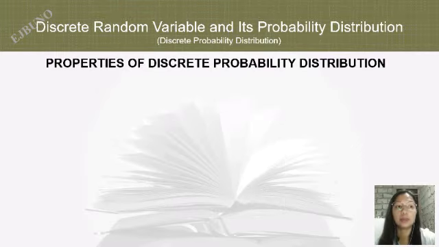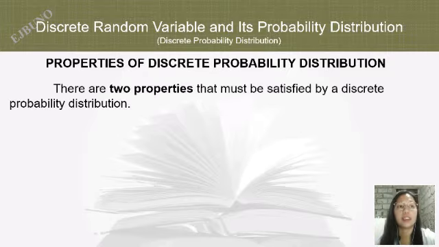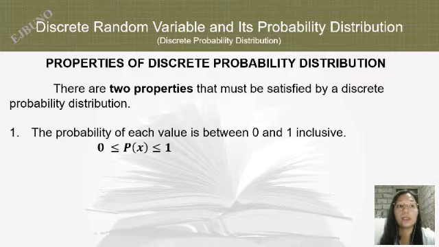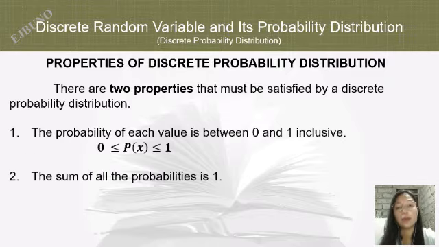Properties of discrete probability distribution. There are two properties that must be satisfied by a discrete probability distribution. Number 1, the probability of each value is between 0 and 1 inclusive. Number 2, the sum of all probabilities is equal to 1. The sum of P of x is equal to 1.